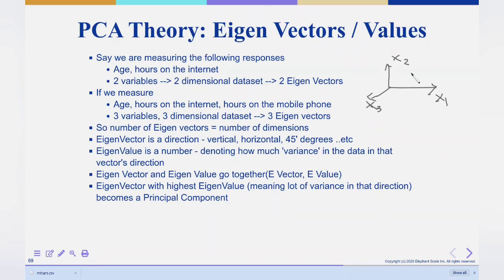But the math doesn't care how many dimensions we have. The math is the same, it's just more complex. So that's basically how eigenvectors are mapped, meaning how many dimensions your data has. My number of vectors equals my number of dimensions. So if I have 10 questions, I have 10 vectors.